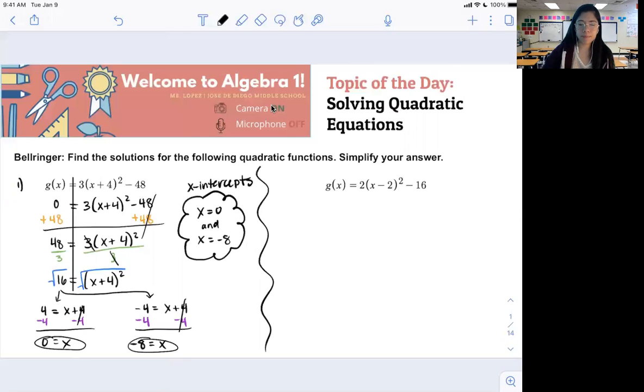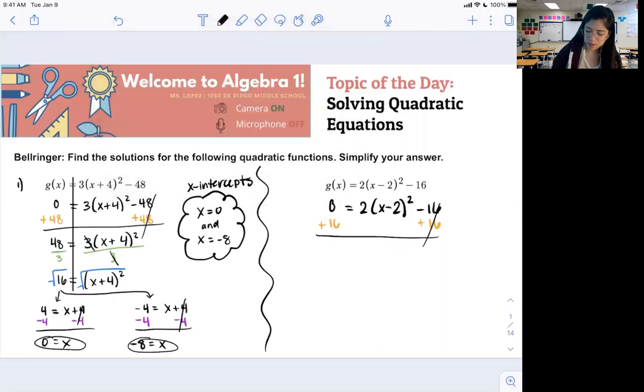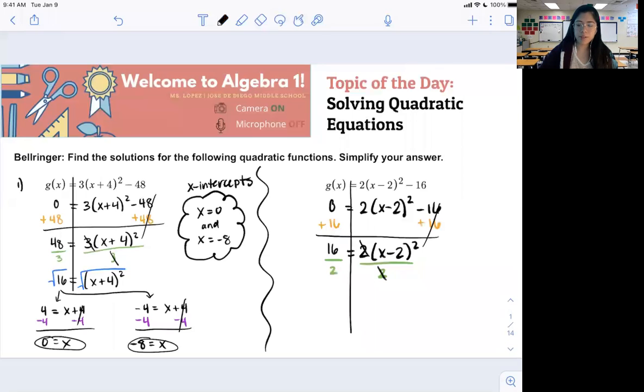Okay, very similar problem. Now let's see, Guillermo, let's see if you can get the right answers this time. Okay, what do I do first? Well, okay, first I make it equal to 0. Now what? We add, good. All right, 0 plus 16, I get 16. Now what? Now I divide by 2, good. Okay, 16 divided by 2, I get 8.